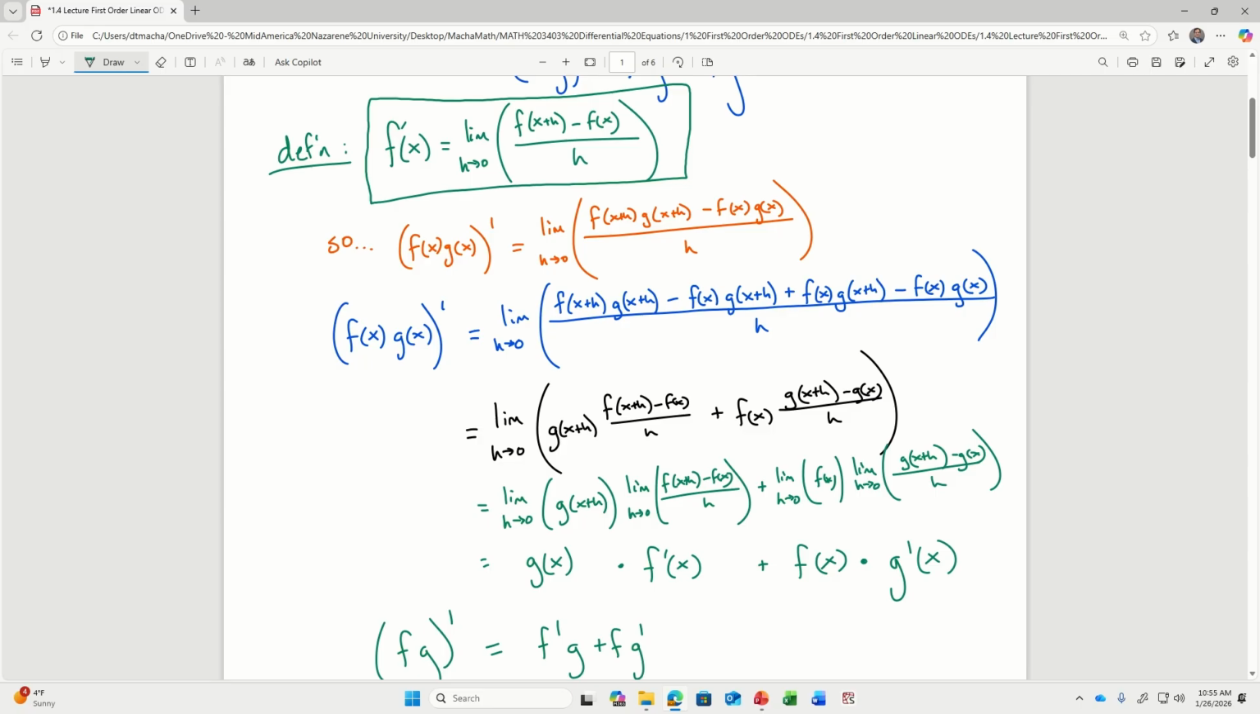The only thing that's a little bit tough to remember is going from this orange step to the blue step where you have to subtract and add the same term. You just have to know what to subtract and what to add to get where we're trying to go.